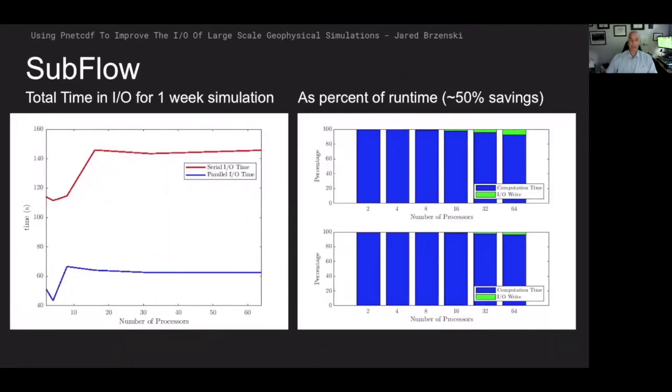Implementing PnetCDF in Subflow shows a good speedup in I/O times. There's roughly a 50% savings in reading and writing times. The effect of scaling on multiple cores, though, is canceled out by the serial chemistry solver, which parallelizing is currently the subject of ongoing research. That's why this time here stays pretty consistent over the number of processors.